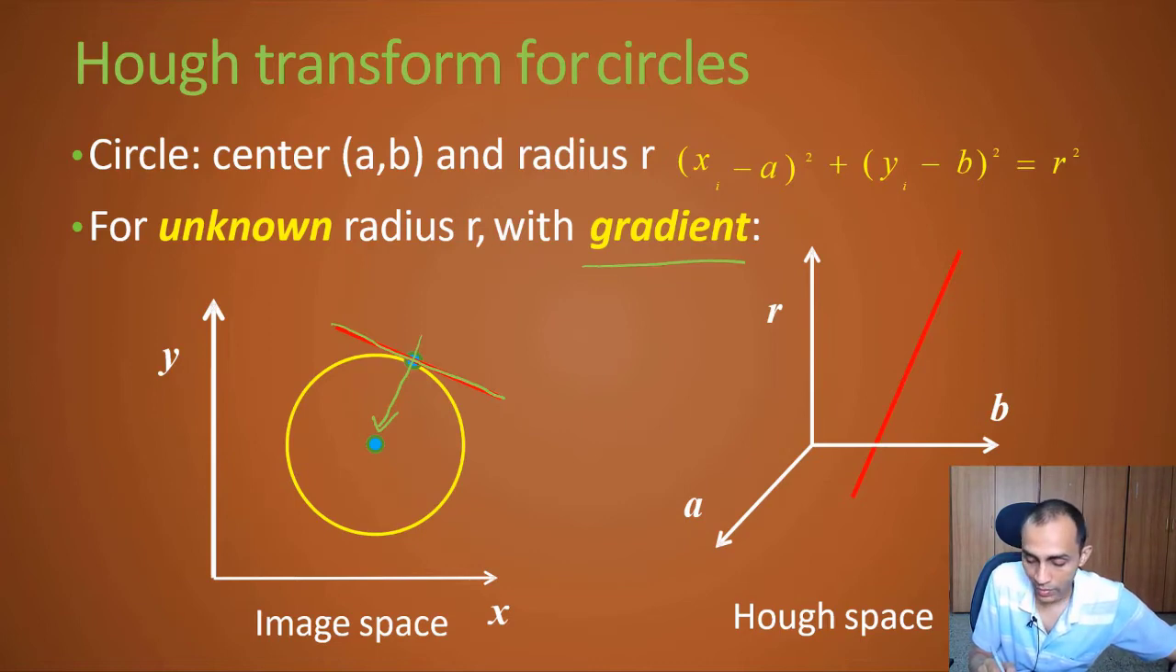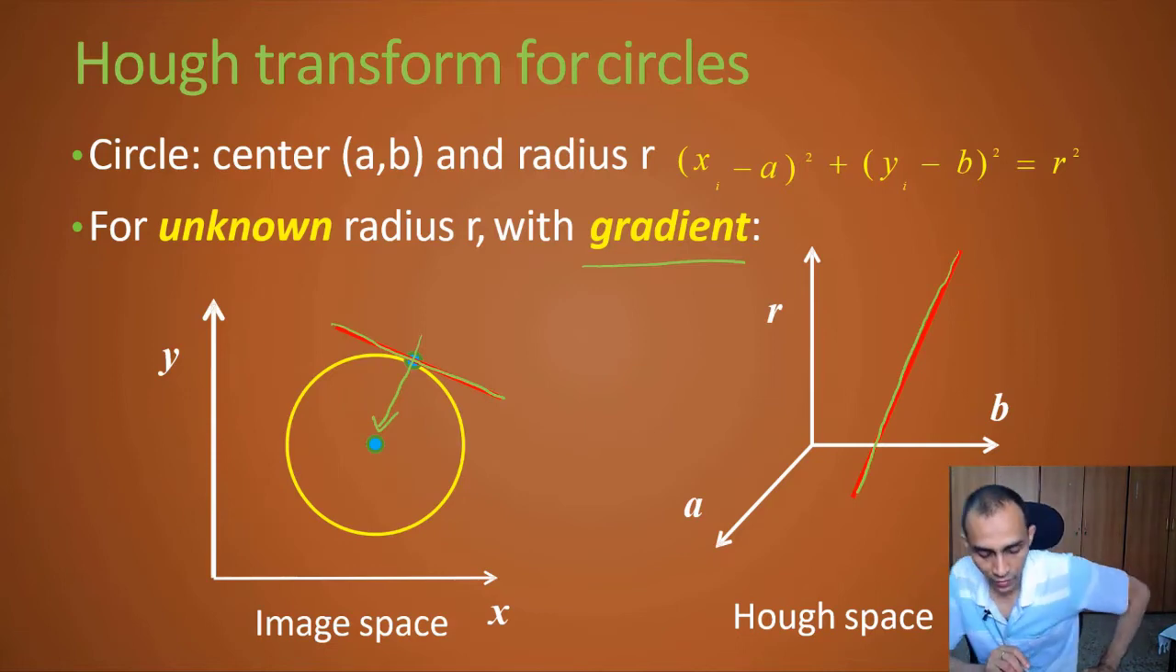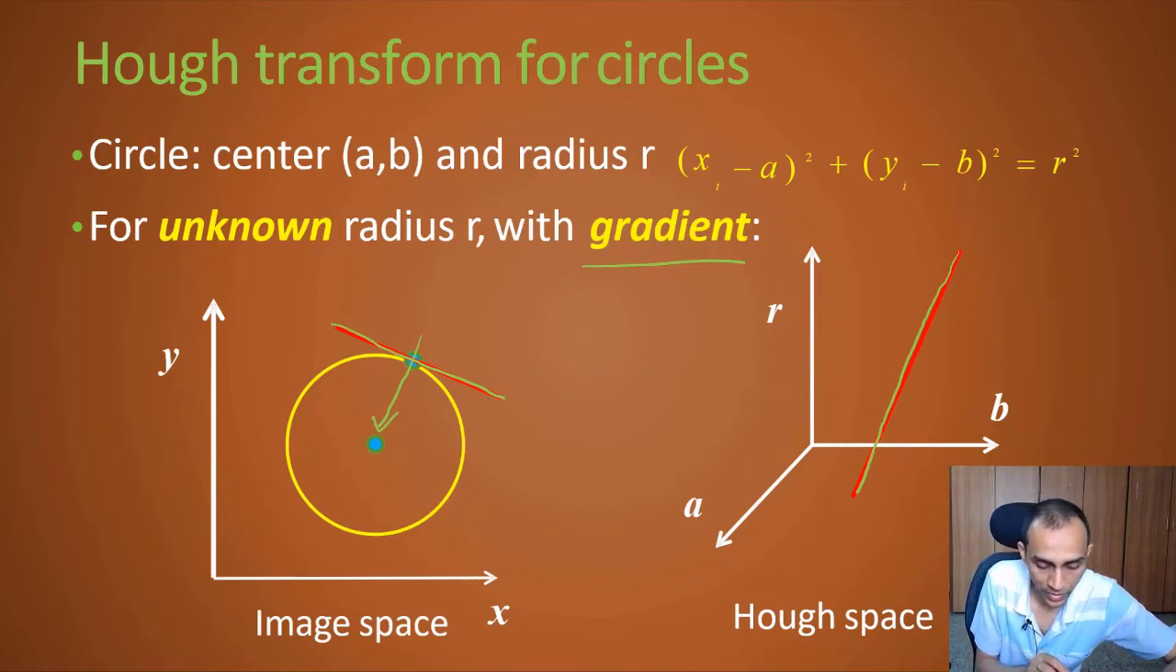That will simplify things, because although you have three dimensions, the number of votes that will be cast will be less. So the chances of accuracy will improve, and that is what most people end up doing for circle detection. So something similar to what we did for the straight line equation.